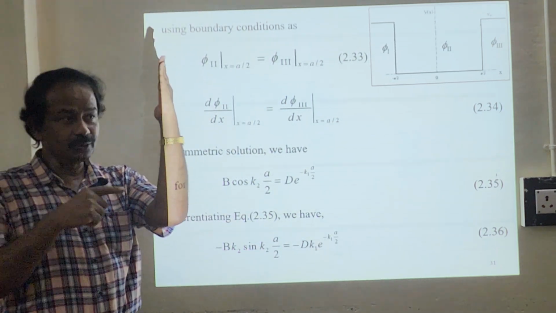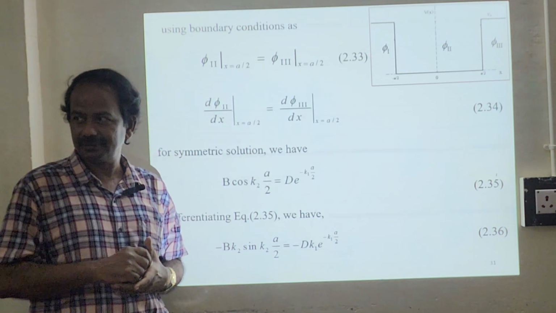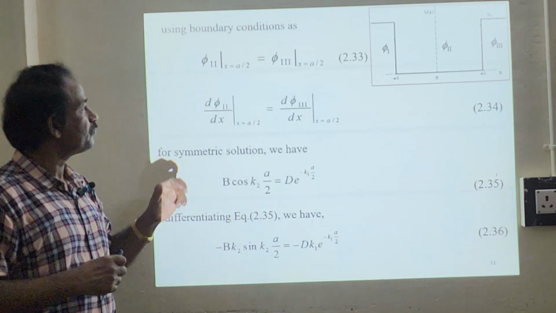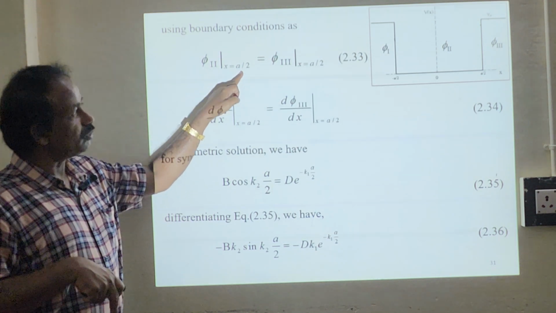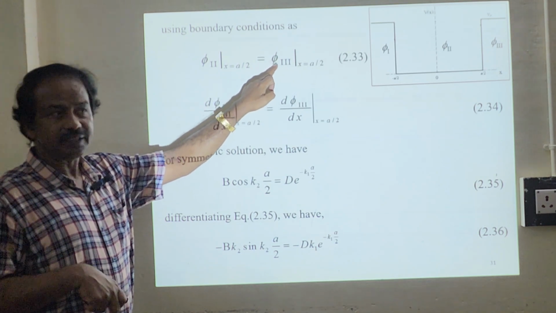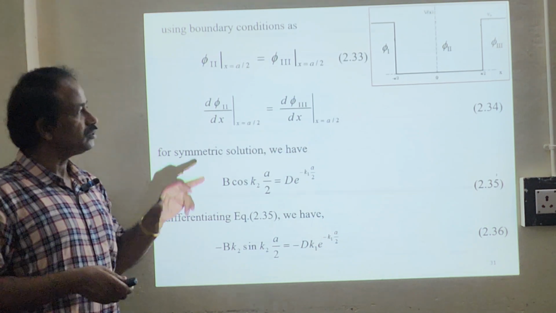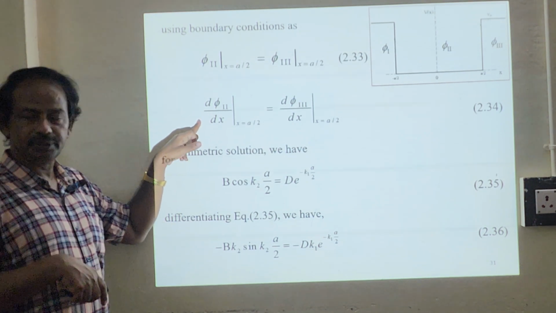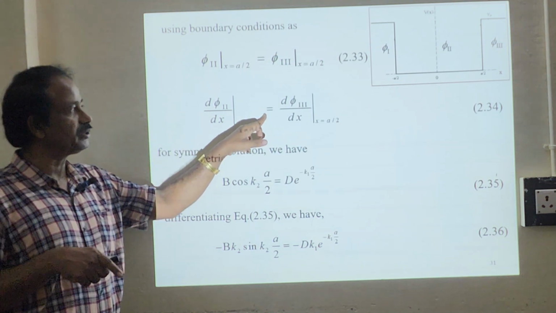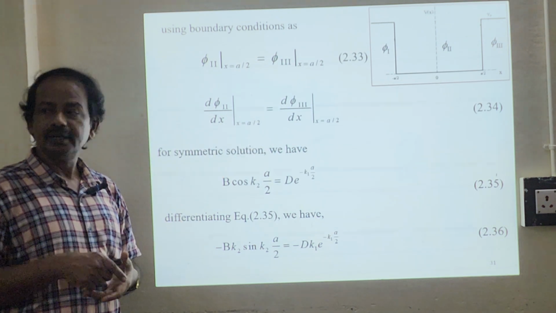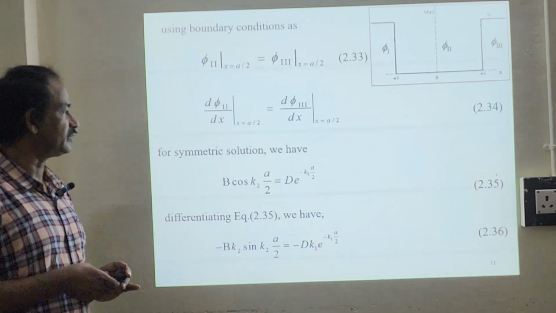Here at x equal to a by 2, the wave is continuous. It means that this wave will go to that wave. So phi 2 in the second region at x equal to a by 2 is equal to phi 3 in region 3 at x equal to a by 2. Now when you differentiate, that will give you d phi 2 by dx at x equal to a by 2, which is equal to d phi 3 by dx at x equal to a by 2. So now you have these two boundary conditions.